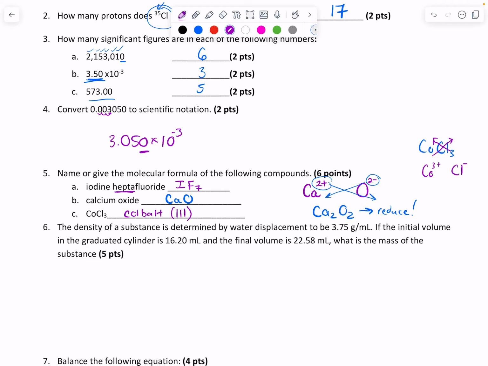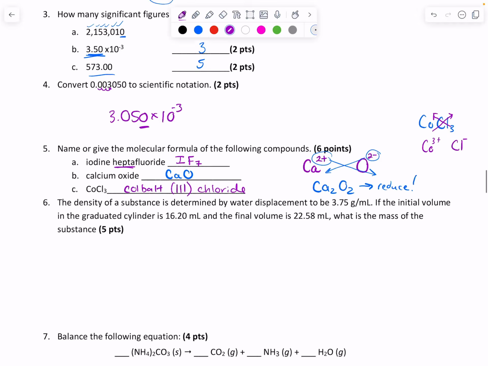Remember, if it is a type 2 ion, which cobalt is, located within the D block, then it is a type 2, and we need to give it Roman numerals. So cobalt 2 chloride, not chlorine. Naming those prefixes and those suffixes do actually matter. All right, now on to a density question.